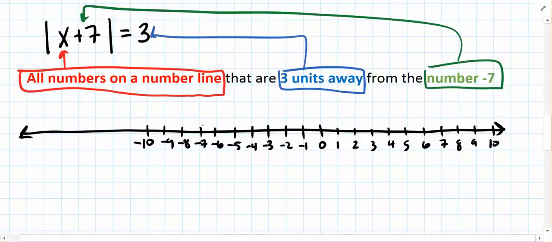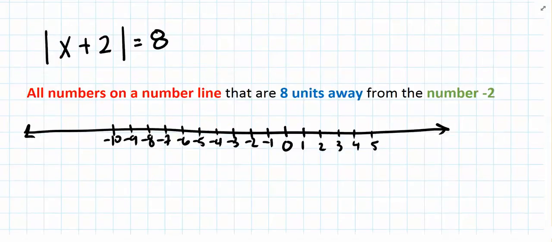So if I go to negative 7, I put a little dot here. I want to go 3 units in both directions away from this. 1, 2, 3. 1, 2, 3. So I'm thinking that negative 10 and negative 4 must be the answers to this. Take a look at this one.